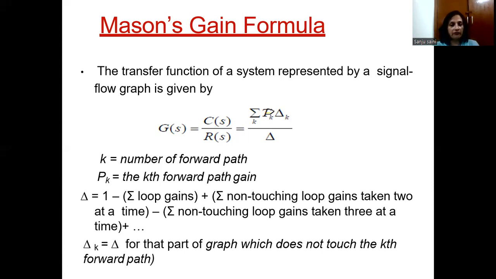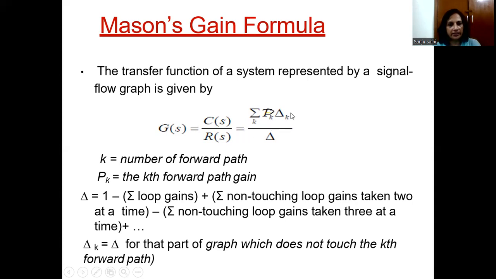Then how do we get the value of delta k? Delta k is simply calculated as delta is calculated, but this is delta for that part of the graph which is not touching the kth forward path. Like we take up the first forward path, we just get the value of delta for that part of the graph that is not touching the first forward path. That will be equal to delta 1. Similarly, delta 2. So we have to calculate P1 delta 1, P2 delta 2 for all values of the forward path from 1 to k.